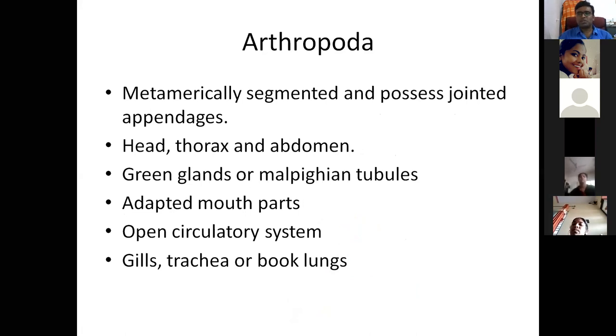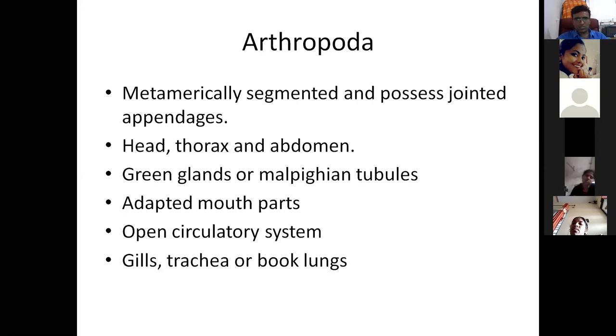What is very special regarding arthropods? What is the very striking feature of the arthropods? Ortho means what? Jointed, correct. Poda means an appendage. This is a phylum possessing jointed appendages, correct. And we know very well, it is the largest phylum, the largest group of animals under kingdom Animalia.